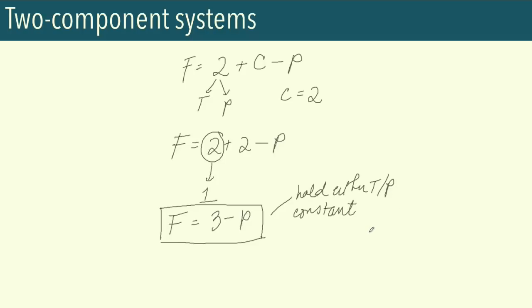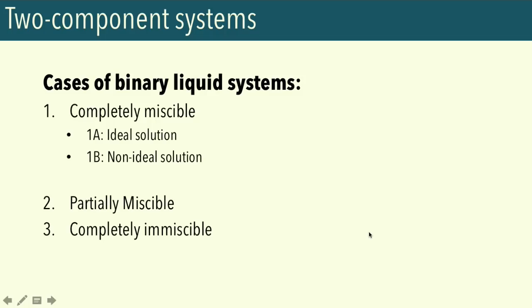The types of systems that we'll be investigating will include the following. First we'll be considering a completely miscible binary liquid system. We could consider first an ideal solution, the simplest case, and then we could extend our treatment to non-ideal solutions. So we'll look at the ways that our non-ideal solution can deviate from our ideal solution. Next we'll look at the case when we have a partially miscible liquid system, and finally the case in which our system is completely immiscible.